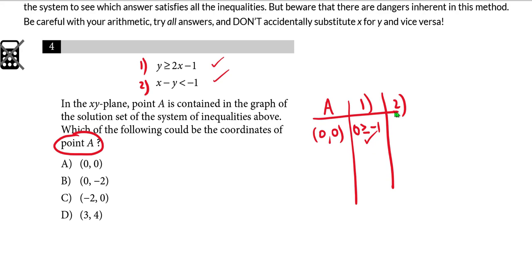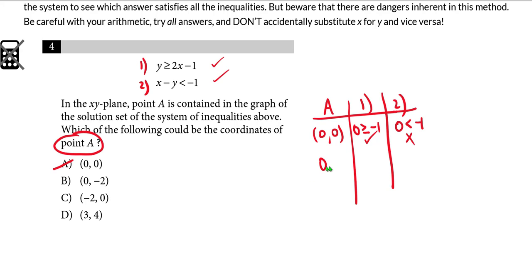What about 0, 0 in inequality 2? This would be 0 minus 0. That's just 0 is less than negative 1. That is not true. 0 is not less than negative 1. So we have a point 0, 0 that satisfies only one of our two inequalities. So answer choice A is gone.